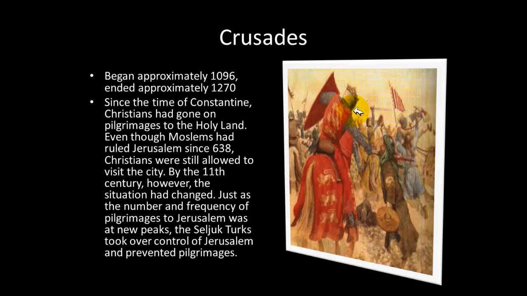They go to the Holy Land to walk the place where their religions were formed, where Abraham walked, where Jesus walked, where David walked. Christians have been doing this for some time. But by the 11th century, all of this changed. Just as the number and frequency of religious pilgrimages to Jerusalem was going to its peak, the Turks, who had taken over Jerusalem, prevented pilgrims from coming to Jerusalem.